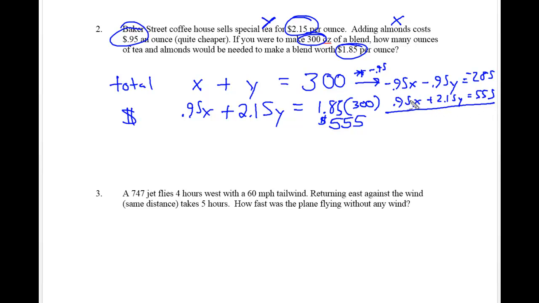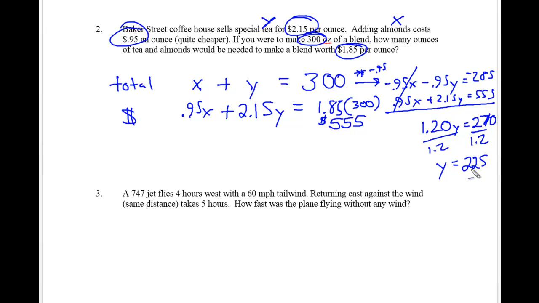Now what I'm going to do is add these up and simplify. $2.15 y plus the negative 0.95y gives me $1.20 y is equal to, I put these two together, 270. Divide both sides by 1.2 to get my y by itself to figure out how much tea I'm going to need out of the 300 ounces, and I figured out that the answer is 225. So in fact, this is still mostly a tea blend.